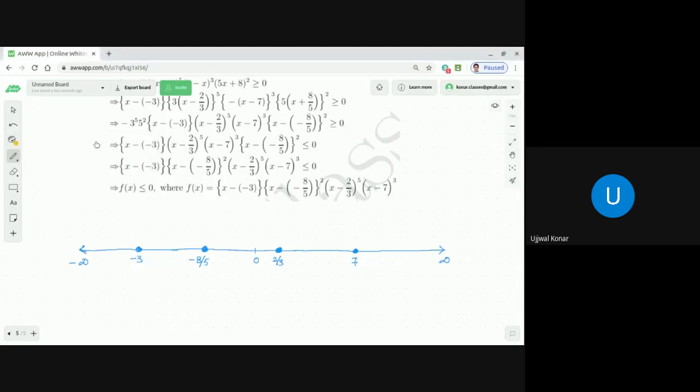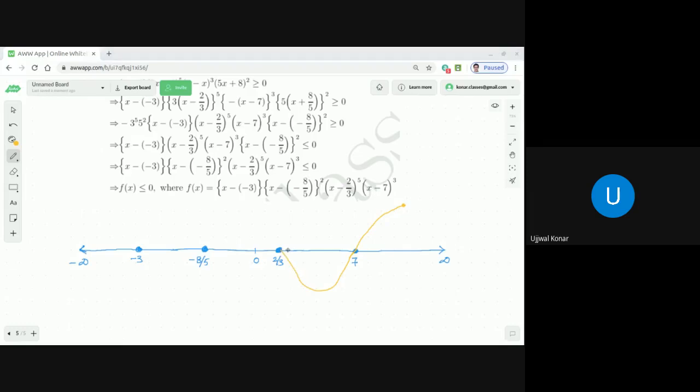Let me use a different color. We need to put the tip of the pen above the number line, right of 7. Suppose somewhere here. Correct, not dear students? From there, I will start approaching the point 7. So x minus 7. What is the power of x minus 7, dear students? Power of x minus 7 is 3, which is an odd number. So I should cross the number line from above the number line to below the number line and come down and again go up, come to the point 2 by 3.